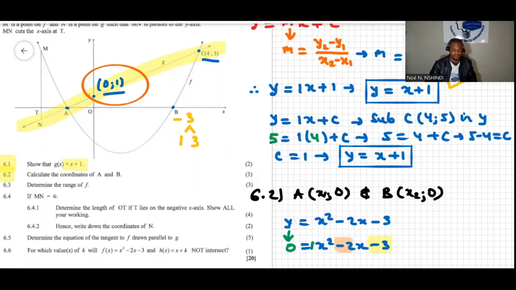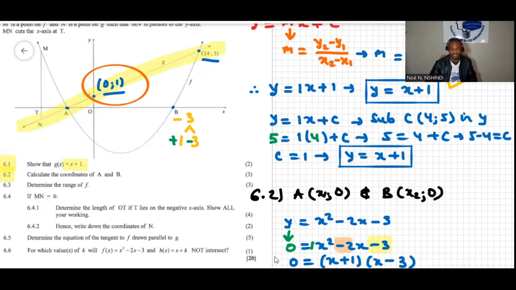This is possible if we have +1 and -3, because 1 minus 3 makes -2, and then +1 times -3 makes -3. Then over here, I can just say 0 equals, open bracket, x plus 1, and then x minus 3.